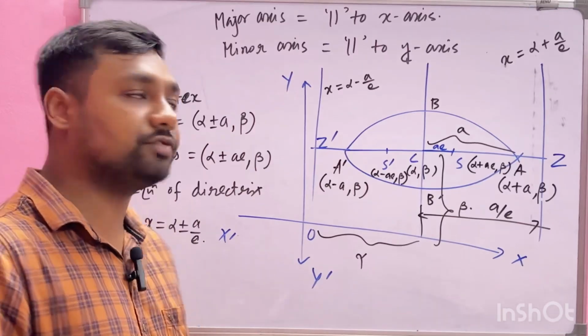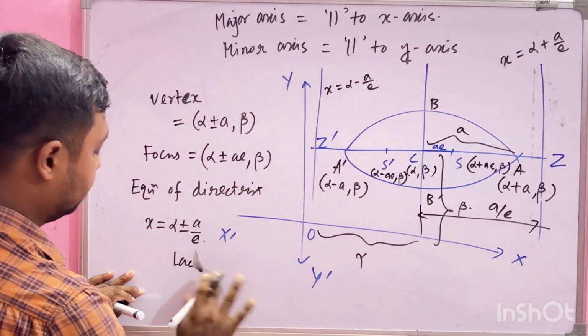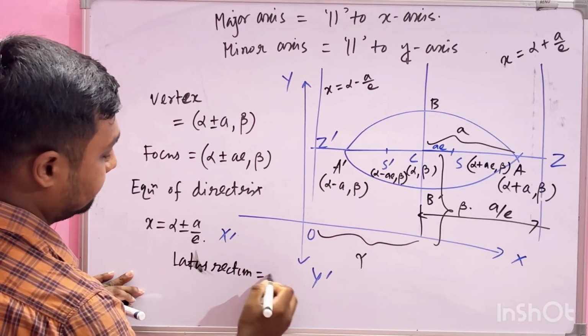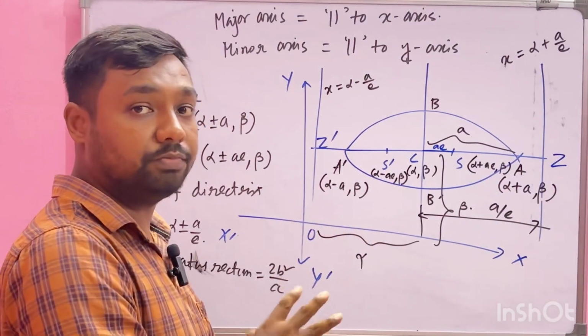Latus rectum is always fixed. So what will be the latus rectum? Latus rectum will be 2b square by a. 2b square by a. These are the properties of this ellipse.